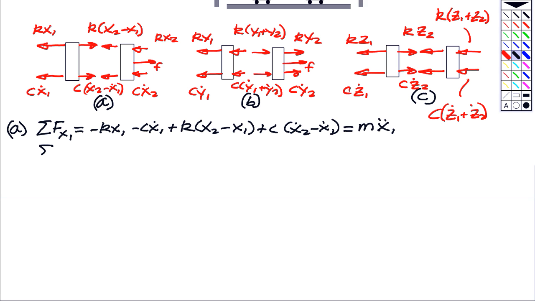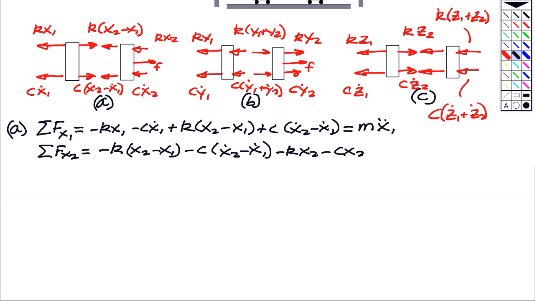When I sum forces in the x2 direction, that's positive to the right, I get minus k times x2 minus x1, minus c times x2 dot minus x1 dot, minus k x2, minus c x2 dot, plus the applied force F, and that's equal to m x2 double dot. So these are the equations of motion for the set of coordinates that we call x.